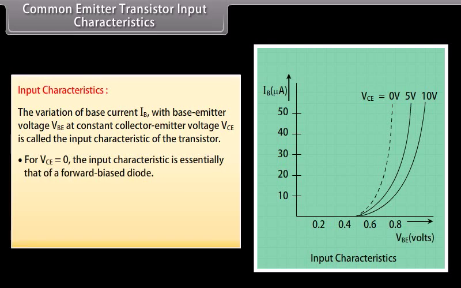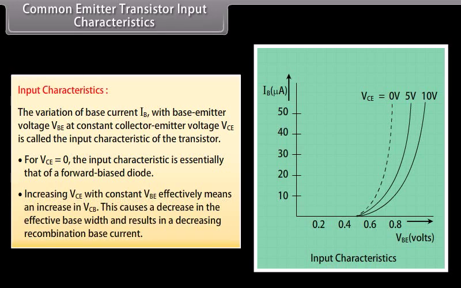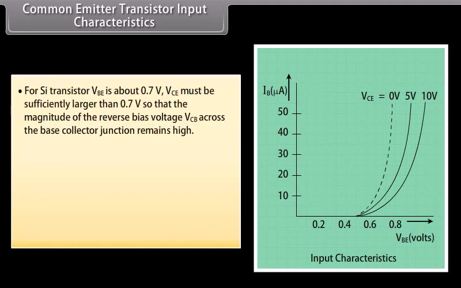For VCE equal to zero, the input characteristic is essentially that of a forward biased diode. Increasing VCE with constant VBE effectively means an increase in VCB. This causes a decrease in the effective base width and results in a decreasing recombination base current. For a Si transistor, VBE is about 0.7 volt. VCE must be sufficiently larger than 0.7 volt so that the magnitude of the reverse bias voltage VCB across the base collector junction remains high.